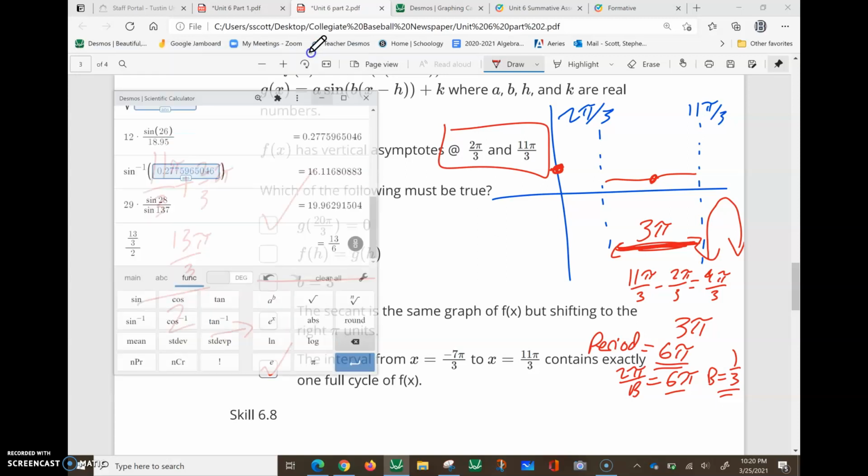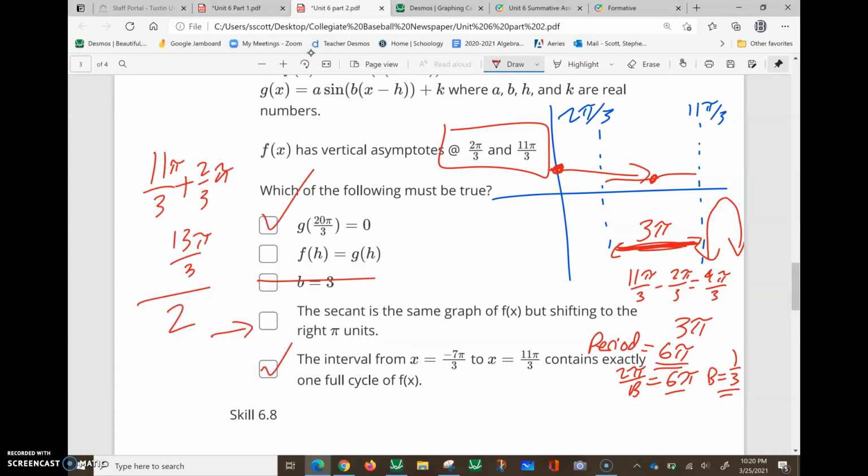So right away, I know to get from there to there, that's not a shift right pi. It'd have to be a different shift, so therefore that one's out. Okay, so that one is definitely gone.